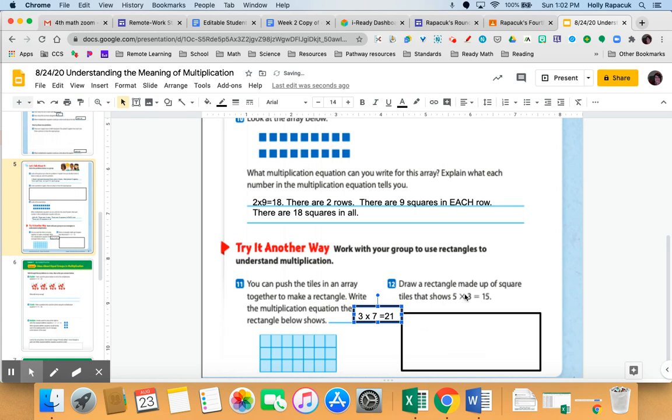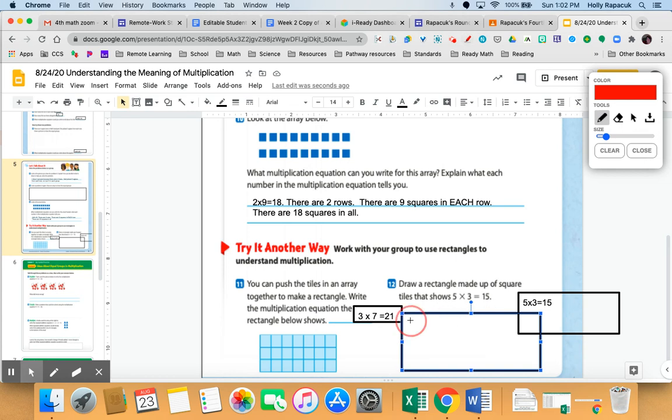All right, now let's look at this one. Draw a rectangle made up of square tiles that shows 5 times 3. All right, so this one I want to show 5 times 3. Well, I know 5 times 3 equals 15. So what I'm going to do down here, I can't make my tiles like this, but we're going to try the best that we can. So our first number is going to be how many rows we have. So we have 1, 2, 3, 4, 5. And now I'm going to have 3 in each one.